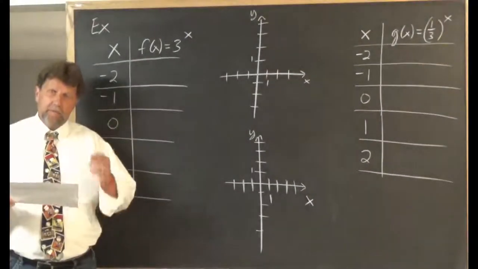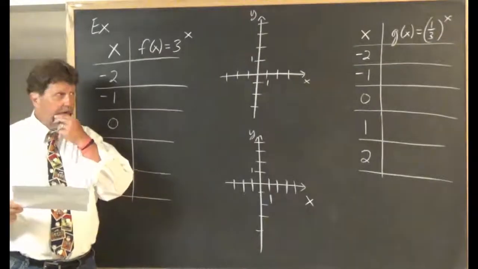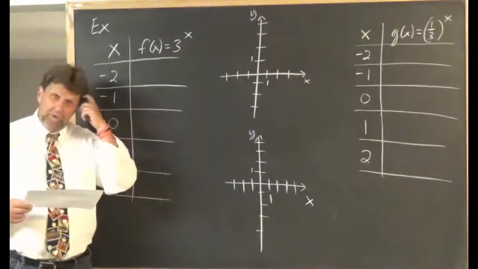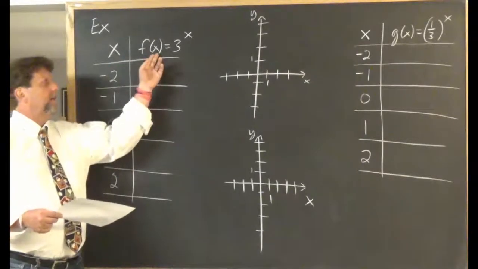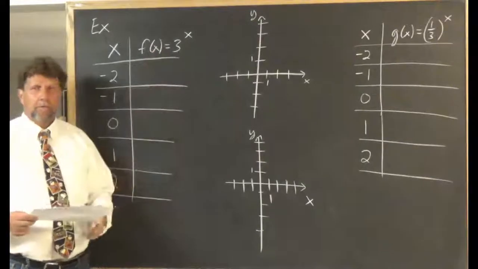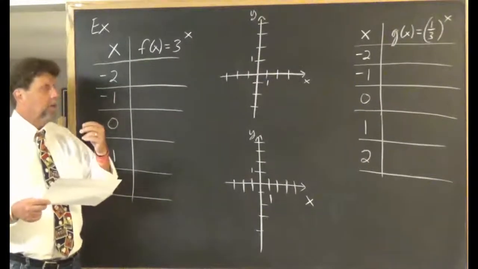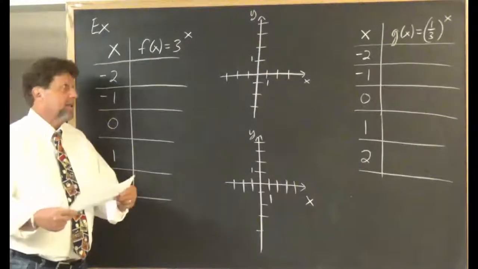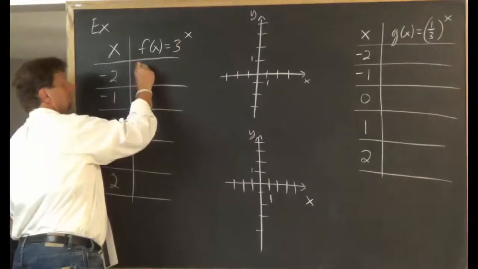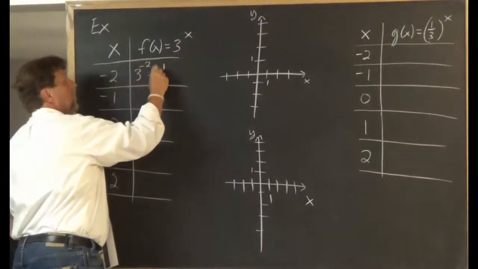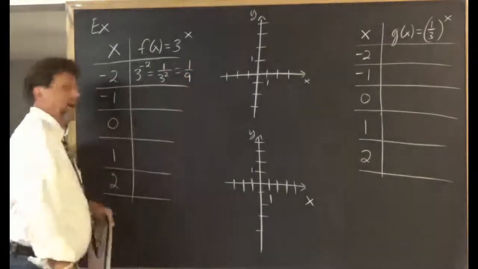All right, folks, in this example, we were given a table and asked to fill in the table and then to sketch a graph of each function. I actually broke the table into two different pieces. So let's first look at the x and the exponential function f of x equals 3 to the x. When x is -2, we want to see what f of x is. Well, -2 would come in for x. That gives us 3 to the -2nd, which is 1/3 squared, 1/9.